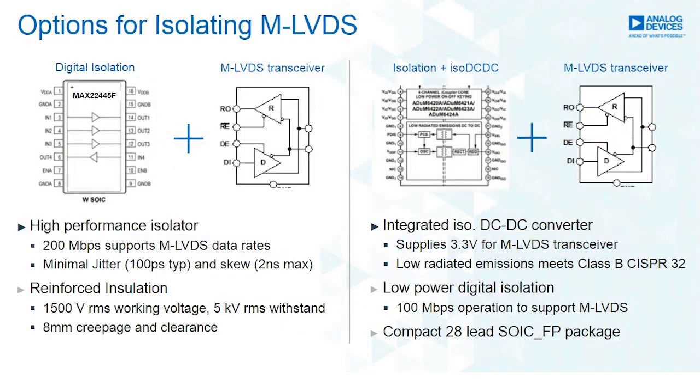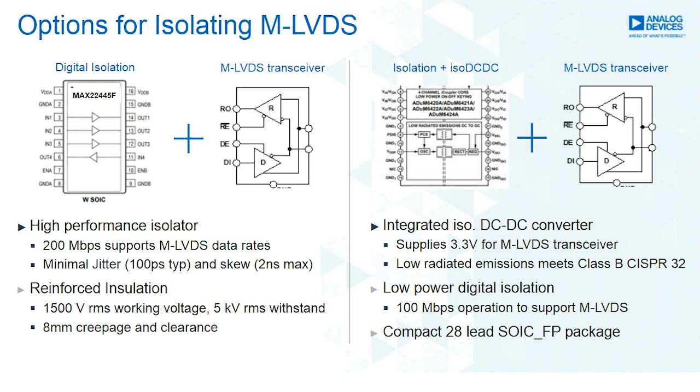So I'm showing here two separate options for isolating an M-LVDS transceiver using Analog Devices digital isolation technology. The first one is actually a rather new option available to us. Now that the merger deal has closed with Maxim, I'm delighted to announce that we have access to this high performance digital isolation transceiver here. This MAX22445 is a 4-channel digital isolator that's very well suited for use with an M-LVDS transceiver, because it supports data rates of up to 200 megabits, which pairs very well with the data rates that M-LVDS can support.